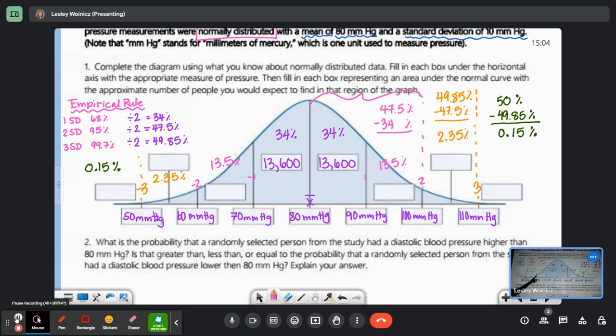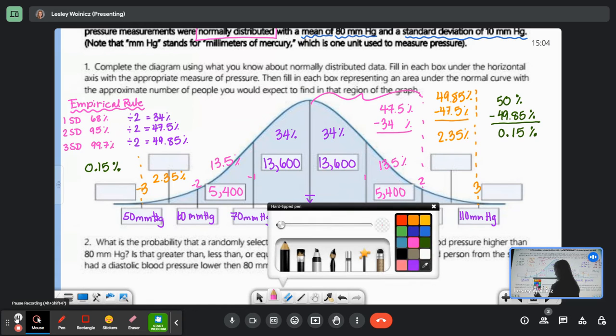Okay, next one. What is 13.5% of 40,000? 40. Wait, no. Oh, I did that. Okay. Put my big head in front of it so you can't copy off of me. 5,000. Yes, that is correct. All right, next. What is 2.35%?